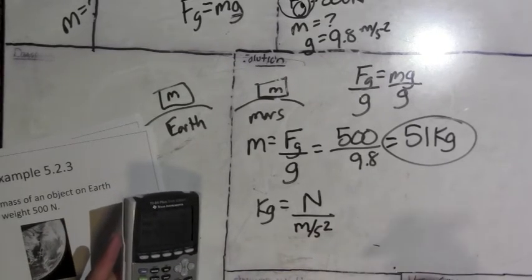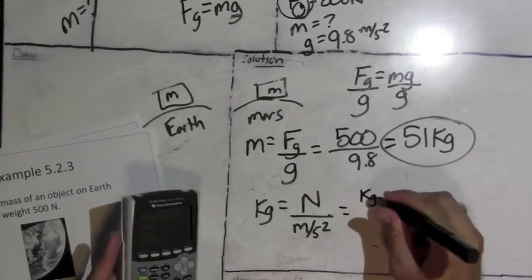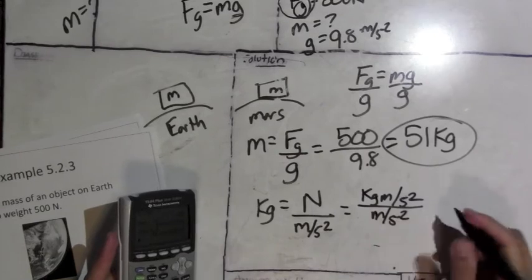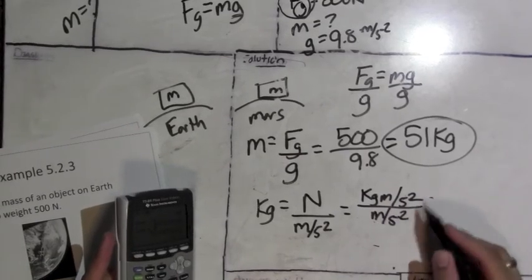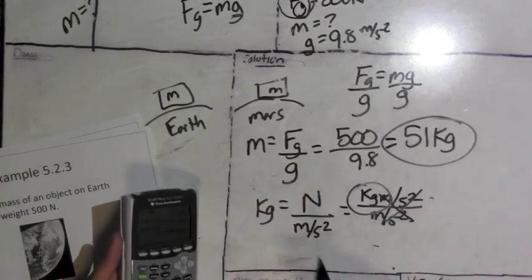At first glance, this doesn't seem to work out until you remember that the definition of a newton is a kilogram meter per second squared. When you remember that, meter per second squared cancels, leaving me with kilograms. So what I did algebraically does work.